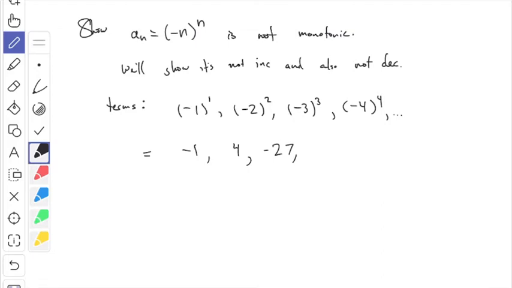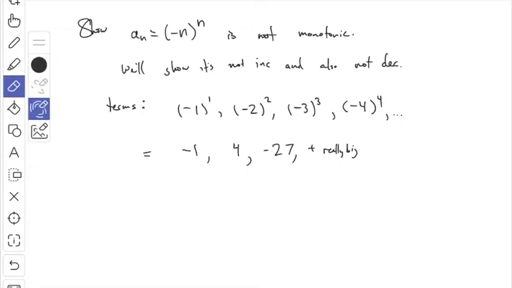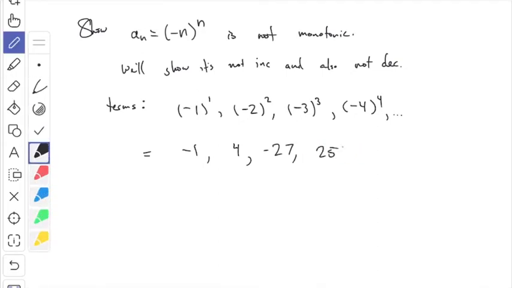4 to the 4 is 4 times 4, it's 16 times 16, whatever that is. It's positive, though. 256? All right, thank you. 256. Okay. The next number will be a negative number and really, really big, right? 5 to the power 5, but it'll be negative.